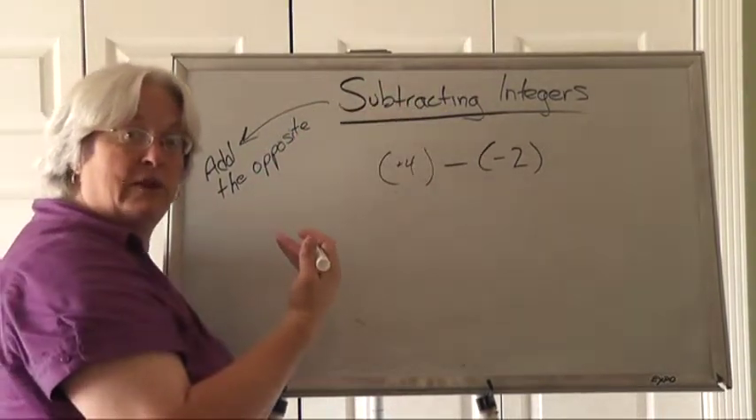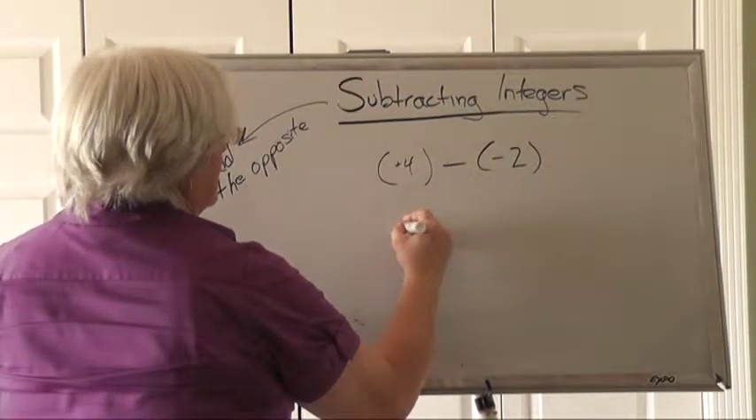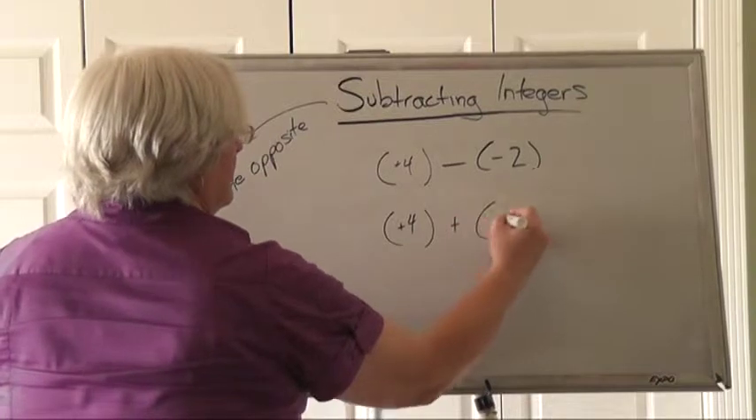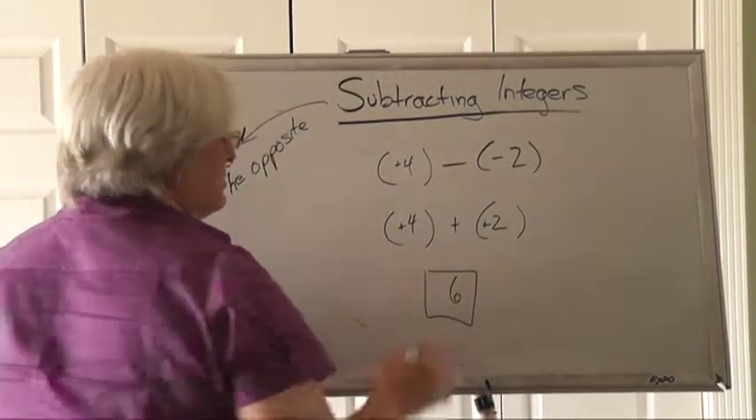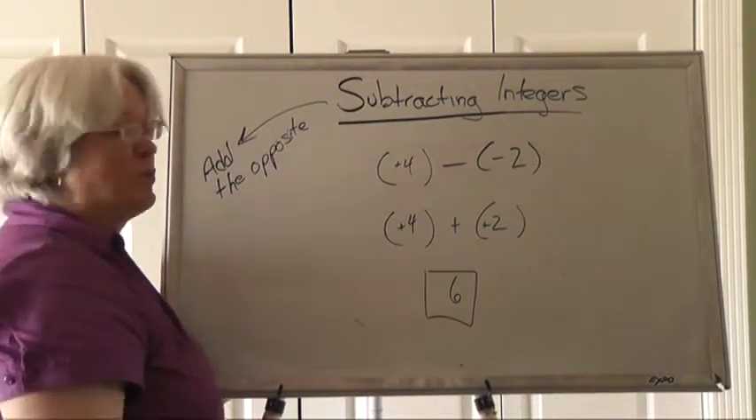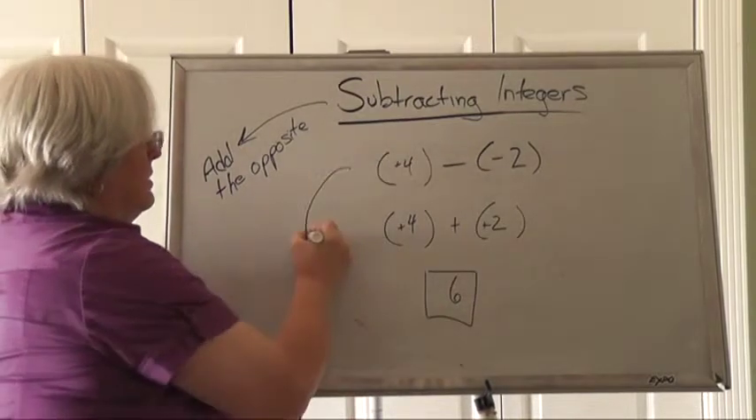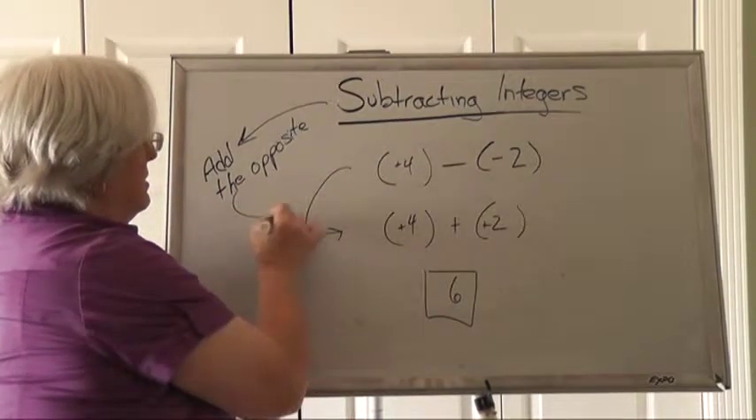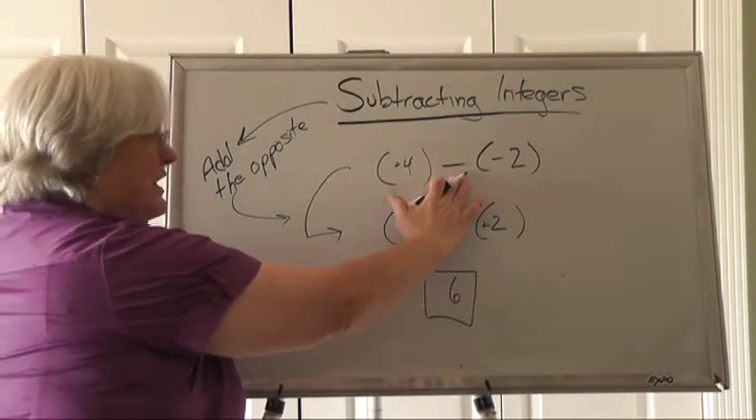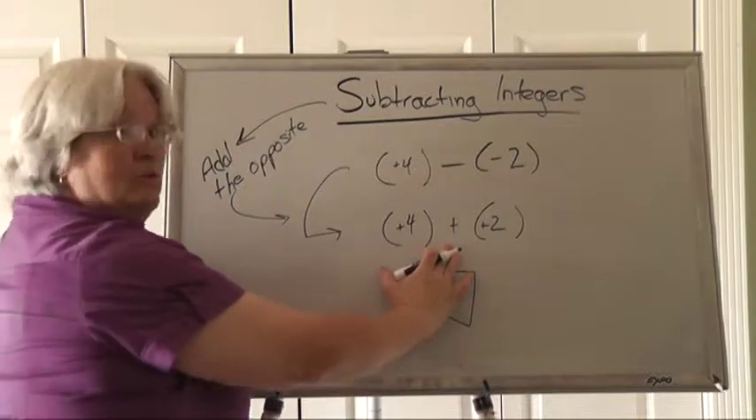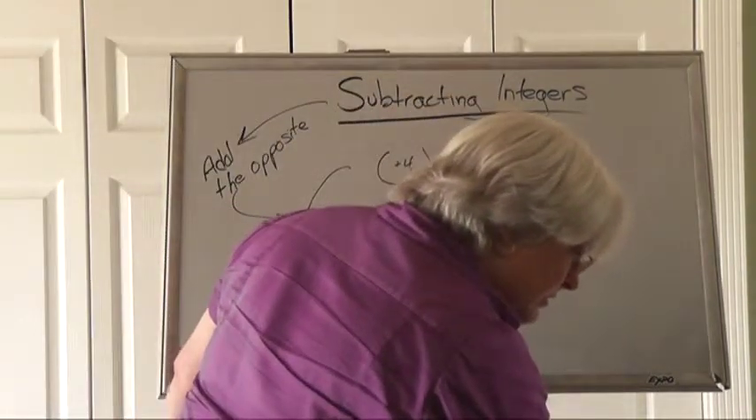Negative 2 is on the left of the number line. Positive 2 is on the right of the number line. So we have a positive 4, and we're going to add its opposite. So our solution is a 6. 4 minus a negative 2 is a positive 6. What we do here is add the opposite. We change from subtracting the number to adding its opposite. Okay, let's look at another number.